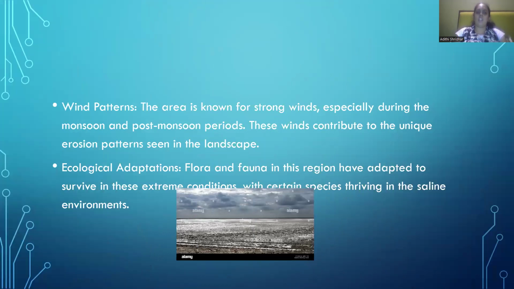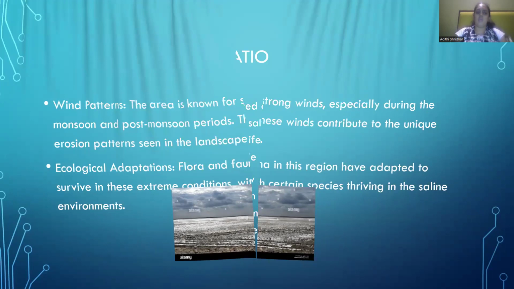Wind patterns. The area is known for strong winds, especially during the monsoon and post-monsoon periods. These winds contribute to the unique erosion patterns seen in the landscape. Ecological adaptations. Flora and fauna in this region have adapted to survive in these extreme conditions, with certain species thriving in the saline environments.